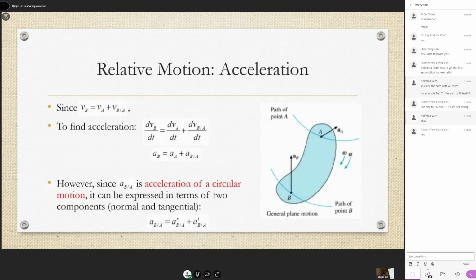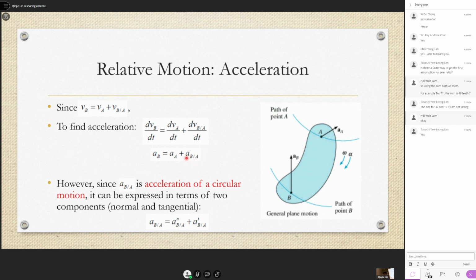Okay, so let's continue with this. Just now from position, we talked about velocity, right? How about for acceleration? Same thing. To find acceleration, you continue to differentiate. Just now we have VB equals VA plus VBA, correct? To find acceleration, you differentiate. So the acceleration equation will look the same also. AB equals AA plus ABA. Okay, it will look the same. But the usable form will look slightly different already.